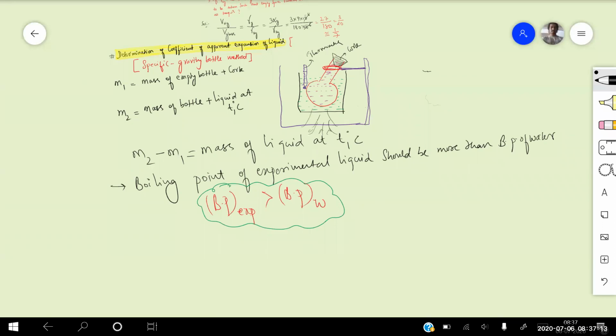Whenever you're doing an experiment, make sure that the boiling point of the experimental liquid should always be greater than the boiling point of water, because we are taking the water in the specific gravity bottle. This red pen dot is known as the specific gravity bottle.